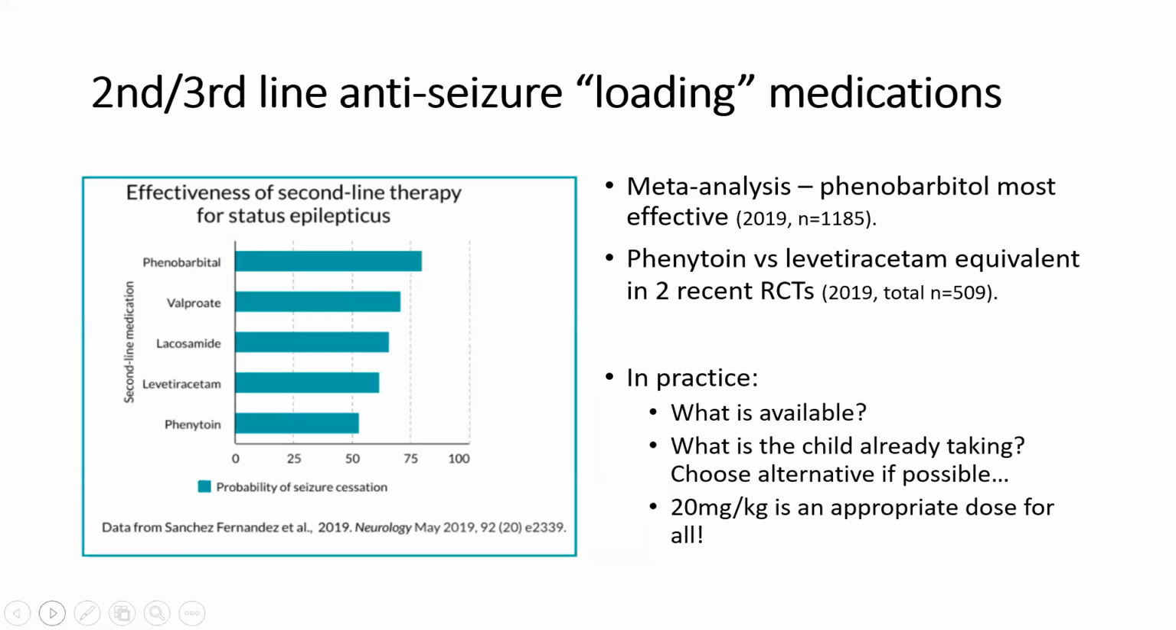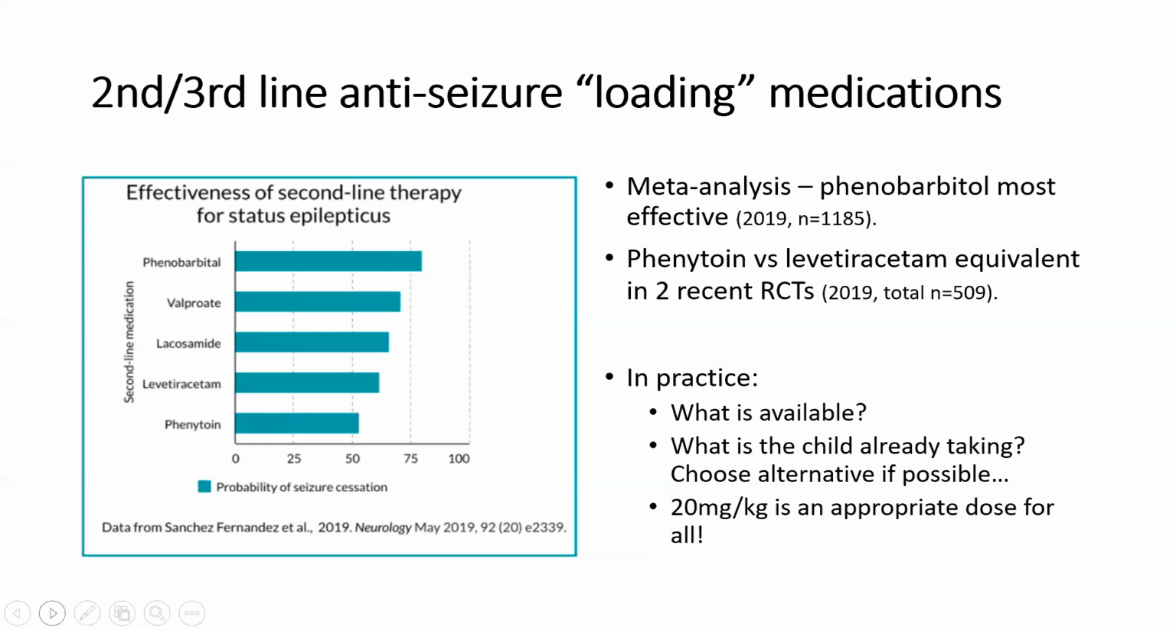Phenobarbital was still the most effective with about 80% probability of seizure cessation. As much as it's an old medication, it's still a very effective medication. Other countries use other drugs as opposed to phenobarbital, and there was a study done to look at the efficacy between phenytoin and levetiracetam, and 2 separate randomized control trials showed that they were equivalent in efficacy.